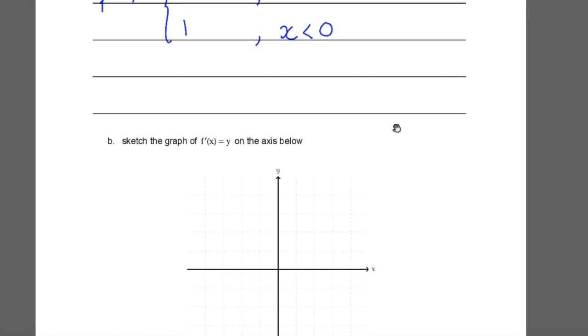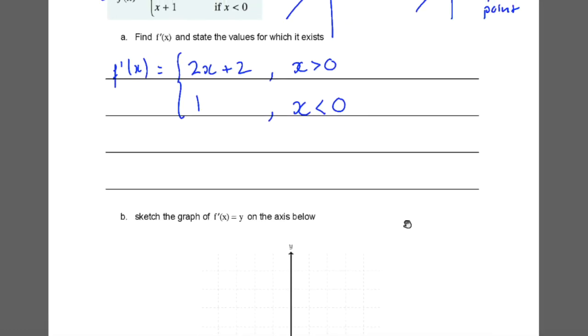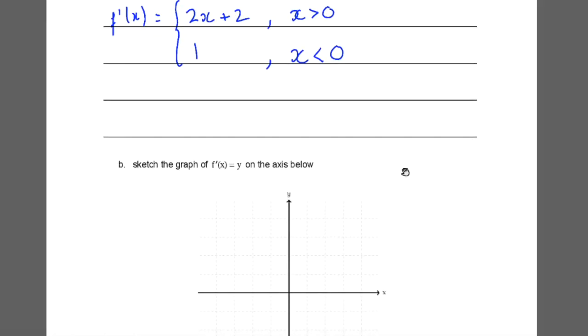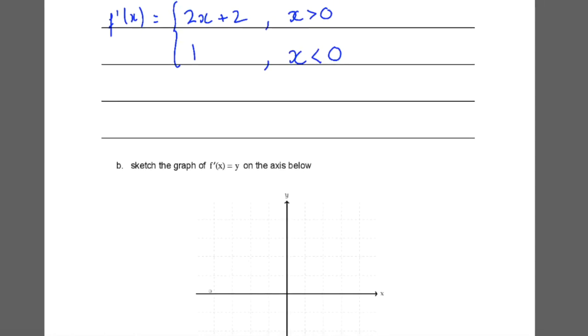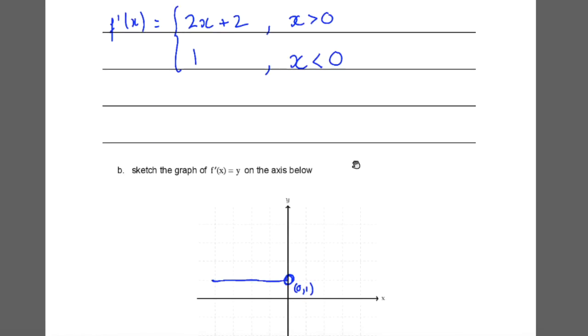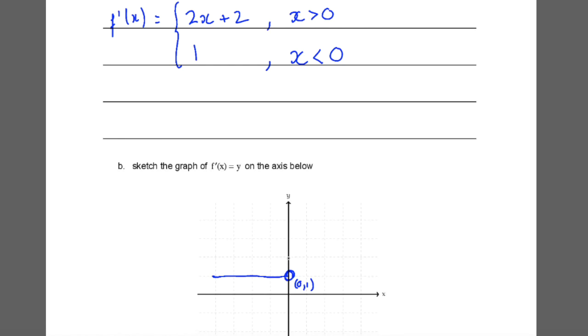When we draw the diagram, hopefully it makes a bit more sense. So the second part, we'll start with that. It's y equals 1 when x is less than 0. And it's not inclusive, so it's something like that. And that's the point 0, 1 there. Okay, and the next part is 2x plus 2. So the 2 means it's got a y-intercept of 2, and it's not including, so it's going to be like that.